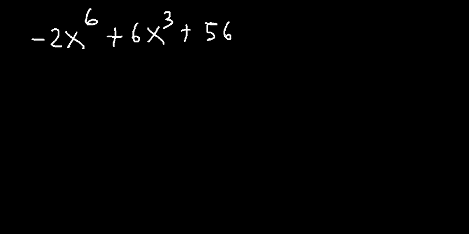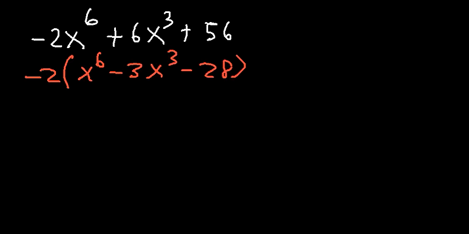Now notice that we have even numbers here. So what we can do is take out the GCF, which is negative 2. We'll be left with x to the 6 minus 3x cubed minus 28. So now we're going to focus on this part here.